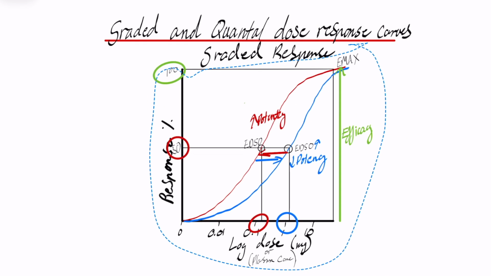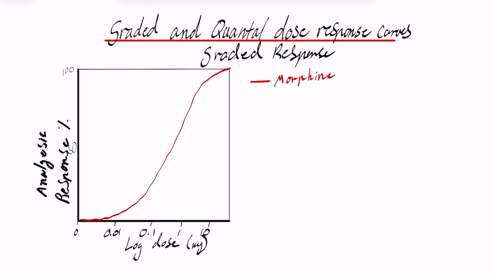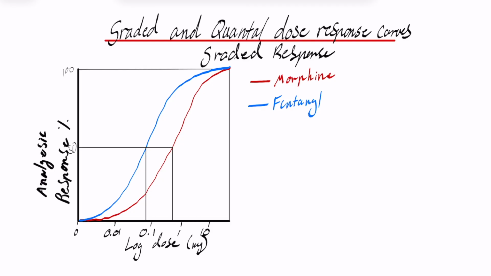So a classic way you might be asked about this is when discussing opioids, and the response would represent analgesic response on our y-axis. And if we were to graph morphine and fentanyl, which are both full agonists, you would see that fentanyl, which is more potent than morphine, sits to the left on this graph, while morphine sits to the right, meaning that you need a higher dose of morphine to achieve the same effect as fentanyl.